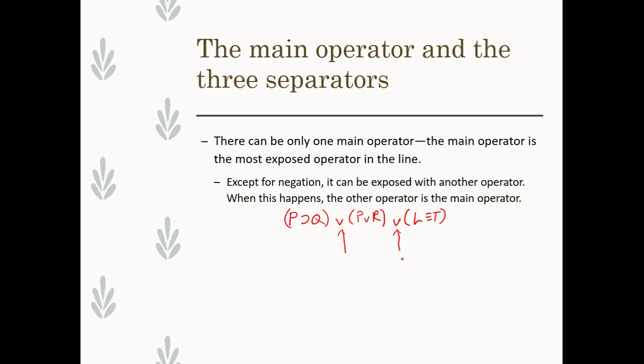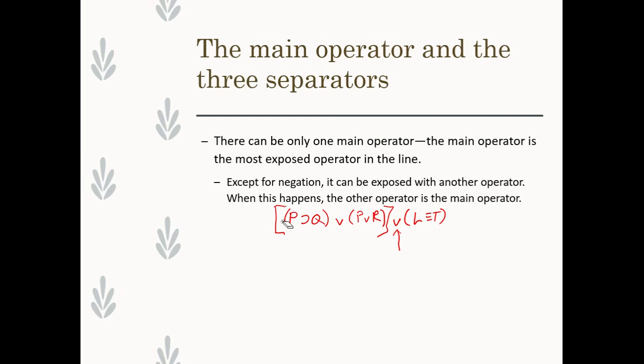So here you have two operators, but that violates this thing where it says there can be only one main operator. The main operator is the most exposed operator in the line. This cannot happen. You'd have to enclose one of these two operators. I'll walk you through the steps for enclosing operators in just a second. This is just a heads up of how you do it. And so now the operator, the wedge on the right side, is the only one that's fully exposed. We'll talk about how to do this right now.